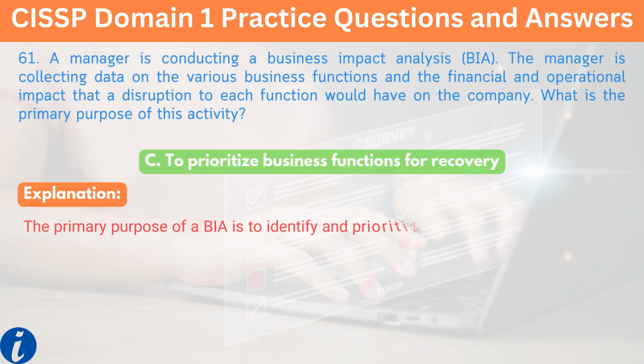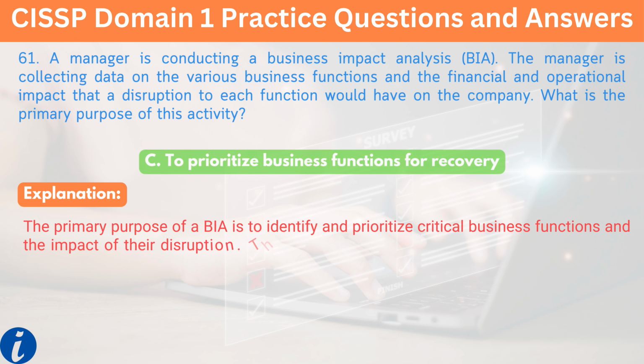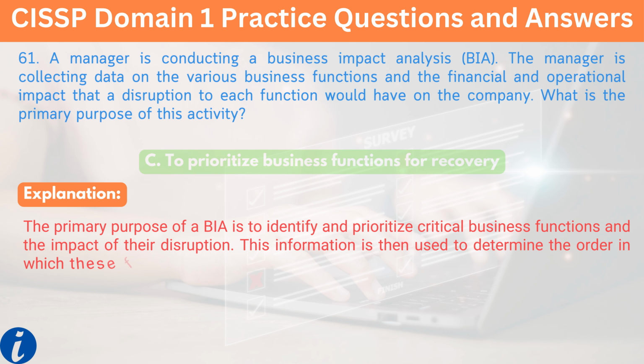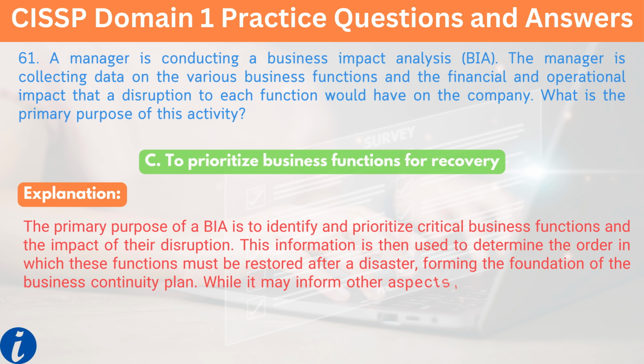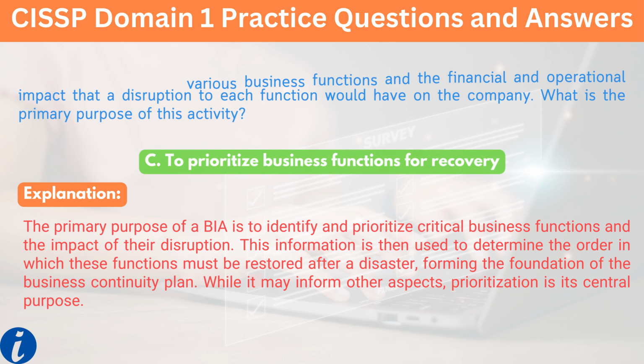To prioritize business functions for recovery. Explanation. The primary purpose of a BIA is to identify and prioritize critical business functions and the impact of their disruption. This information is then used to determine the order in which these functions must be restored after a disaster, forming the foundation of the business continuity plan. While it may inform other aspects, prioritization is its central purpose.